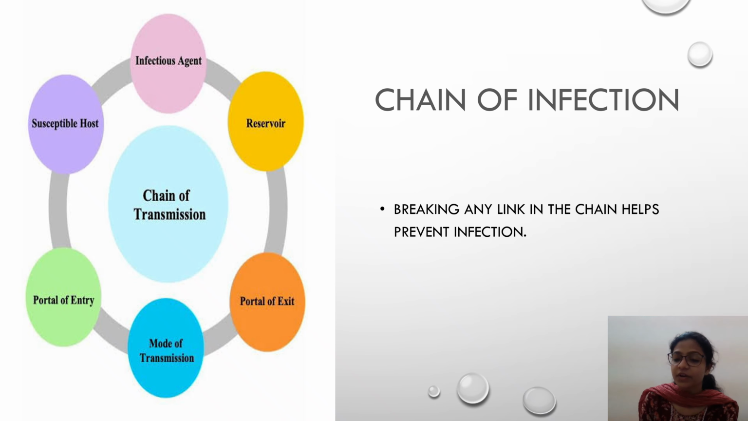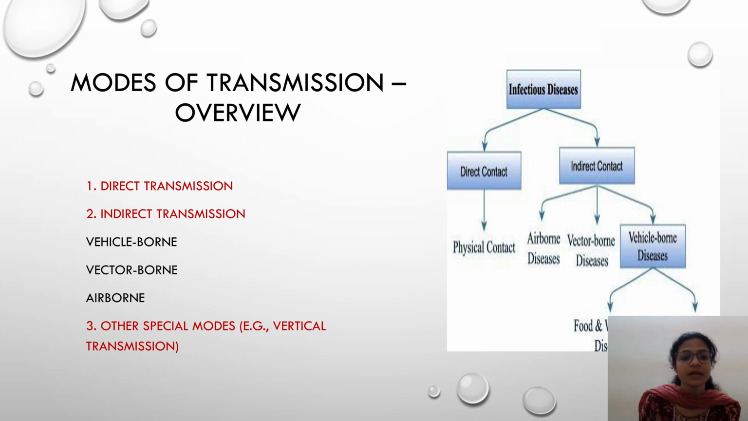Among these links, the mode of transmission plays a crucial role, and that's what we will focus on now. Modes of transmission: there are three major categories of transmission, that is direct transmission, indirect transmission, and other special modes. Direct transmission includes physical contact, daily contacts, and so on. Indirect transmission includes vehicle-borne, airborne, and vector-borne diseases.